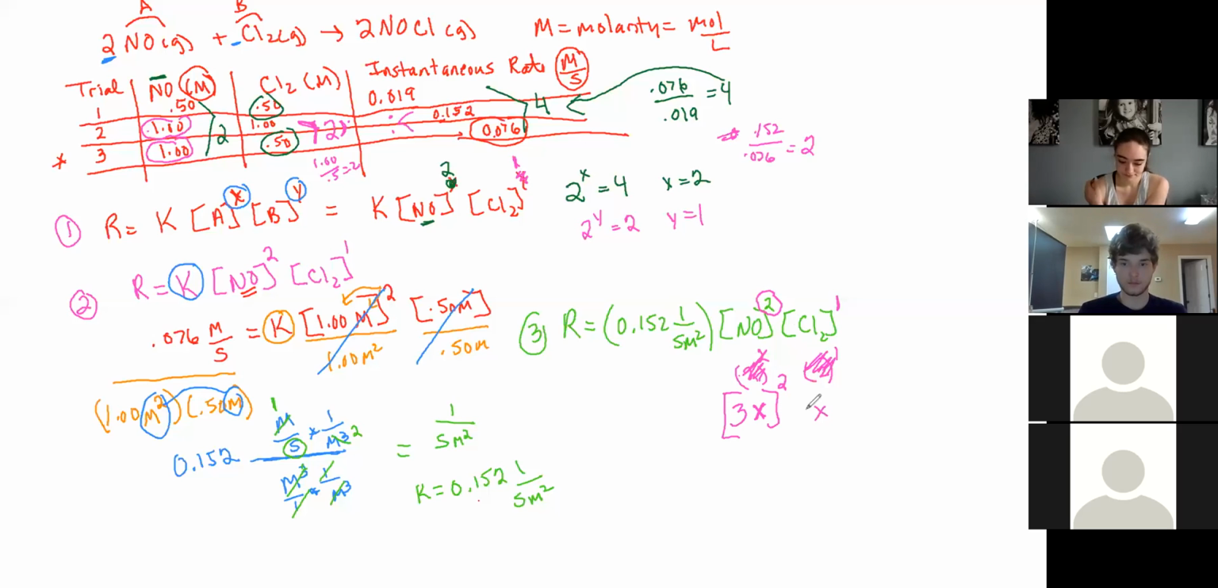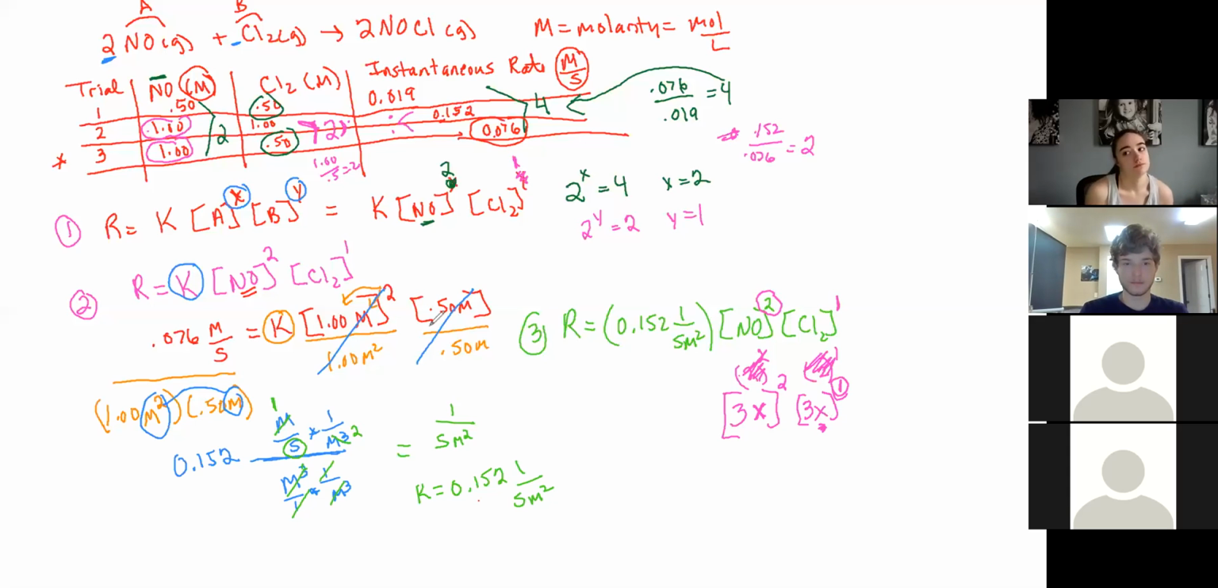If I triple the concentration of chlorine, since it's only a 1, whatever the concentration of chlorine was before, now there's 3 times as much. There's only a 1, so it would only go 3 times faster. You see that? Okay.